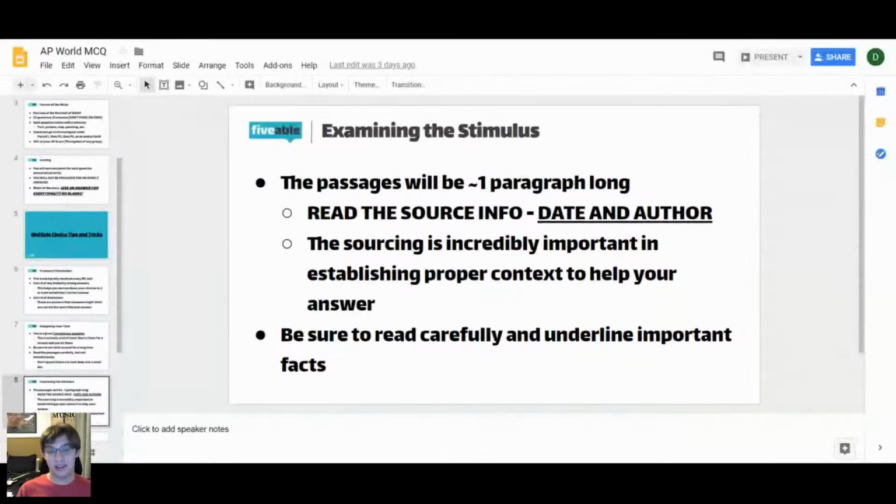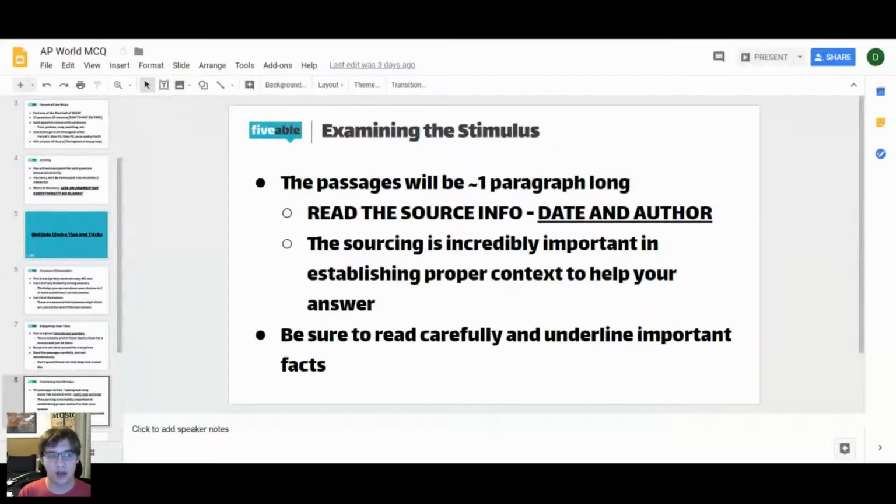The passages, that's what we're going to be going over first. The passages are usually going to be around a paragraph long. Sometimes you'll get poems or stuff like that, but it's never too long. It's usually manageable. Read the source info. I see a lot of people screw that up. Read the date and the author, because that can really influence your decision, because the sourcing is incredibly important to establishing proper context to help your answer.